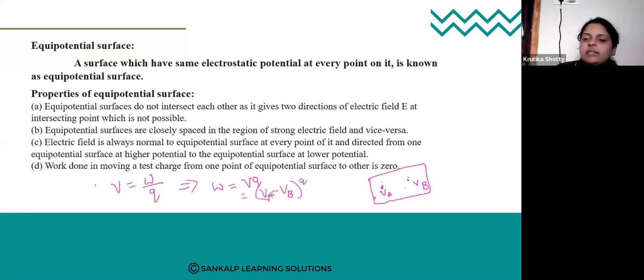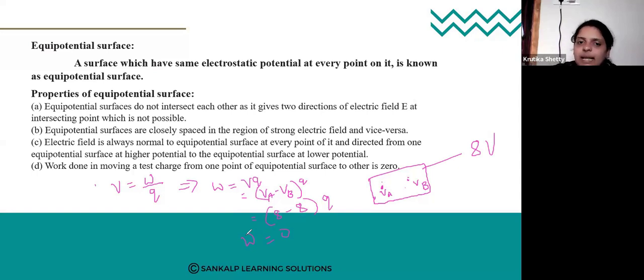So what is the value of the equipotential surface? Suppose the potential value on this surface is 8 volt. This is an equipotential surface and its value is 8 volt. So when it is 8 volt, what happens here? Both are having the same value. VA is also 8 minus VB is also 8 because it is an equipotential surface. 8 minus 8 will be 0. So how much is the work done? It will be 0. Understood?